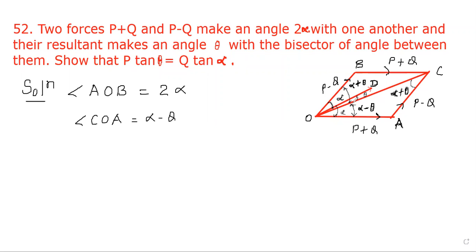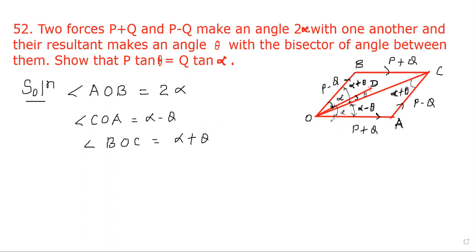Now, since this portion is alpha and this portion is theta, angle BOC will be alpha plus theta. So angle BOC will be alpha plus theta.